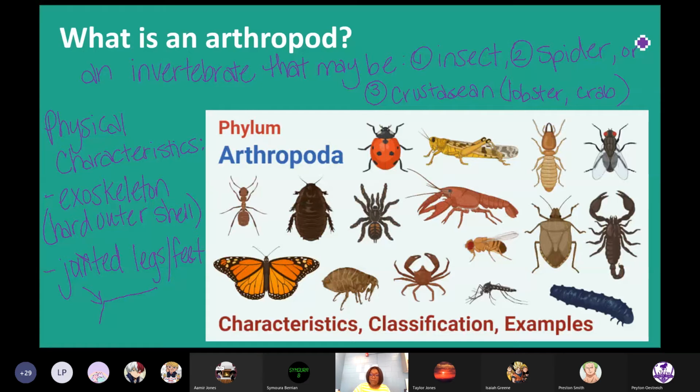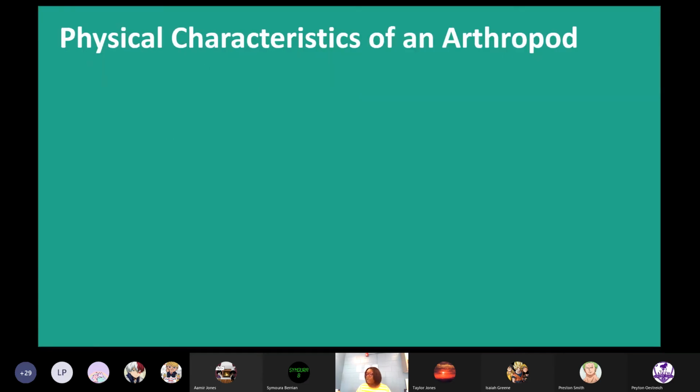So let's go on. Some other physical characteristics of the arthropod that we must discuss is how they breathe. We need to know that arthropods breathe through their skin, and they also have antennae.